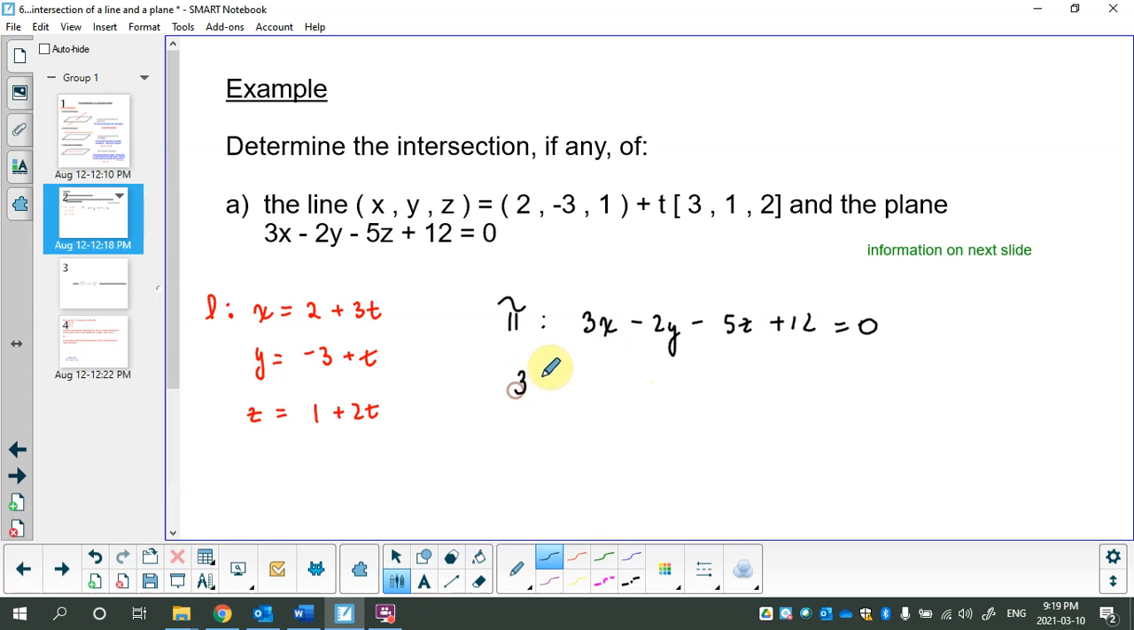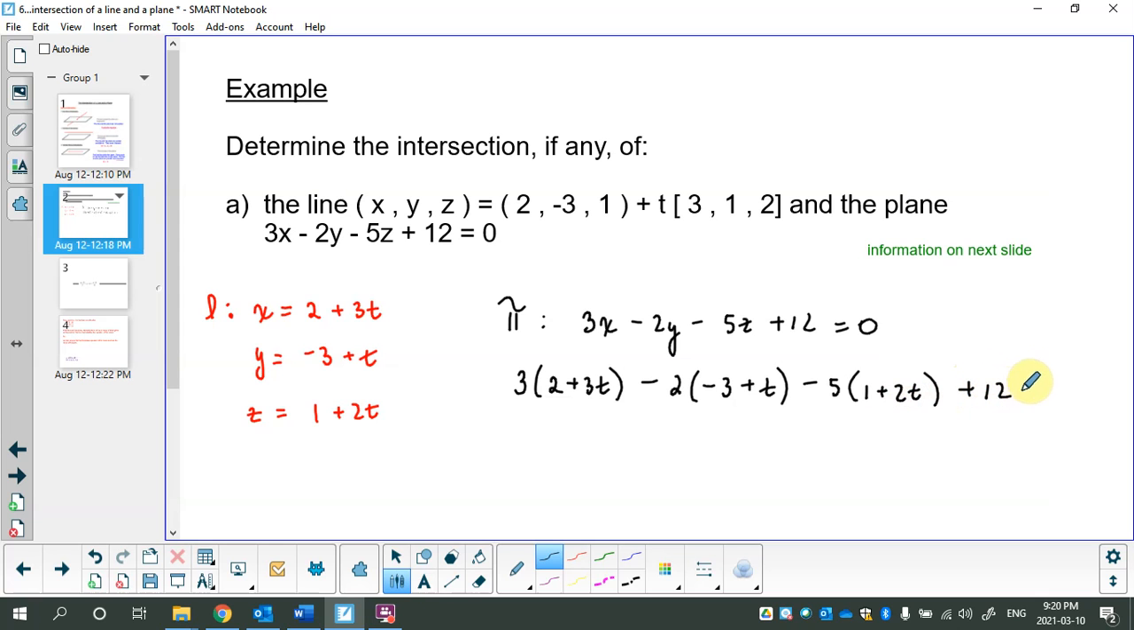So, carefully, here is me substituting the x, carefully substituting the y, and carefully substituting the z.